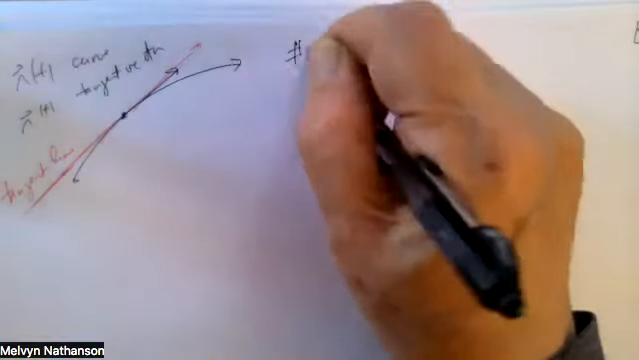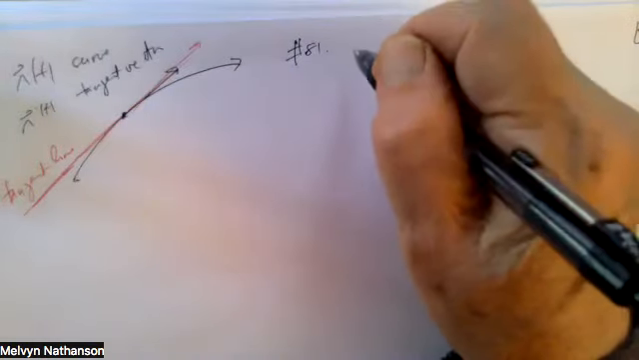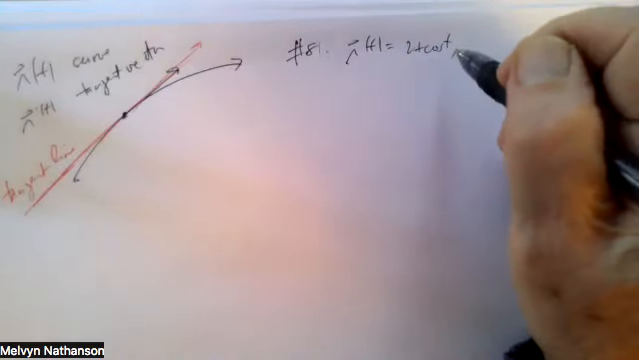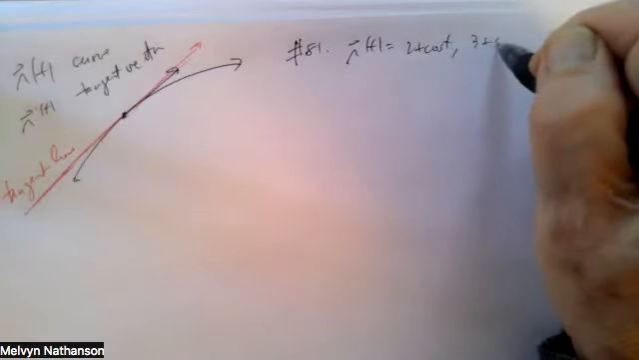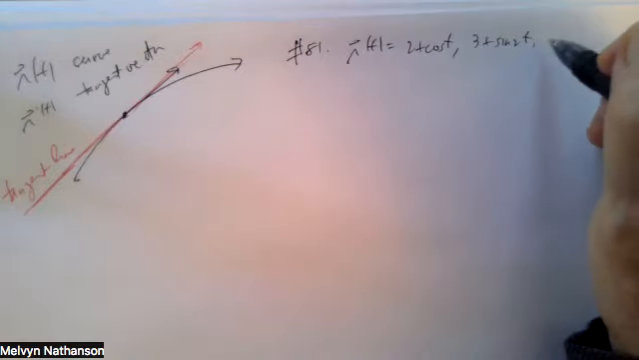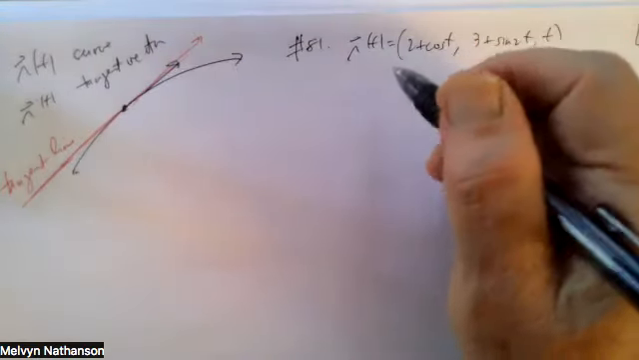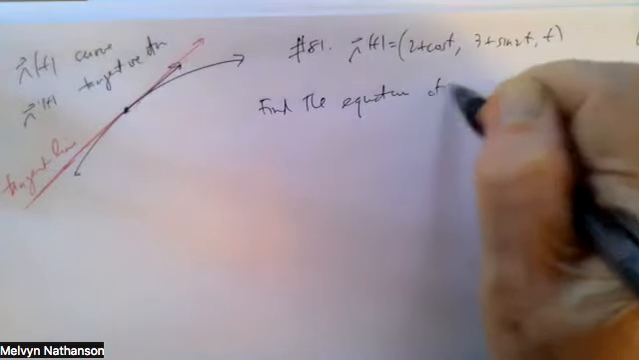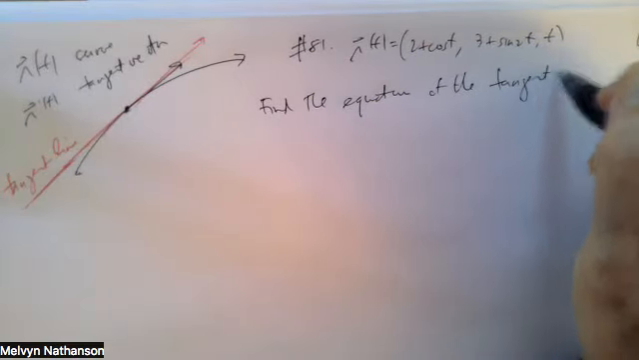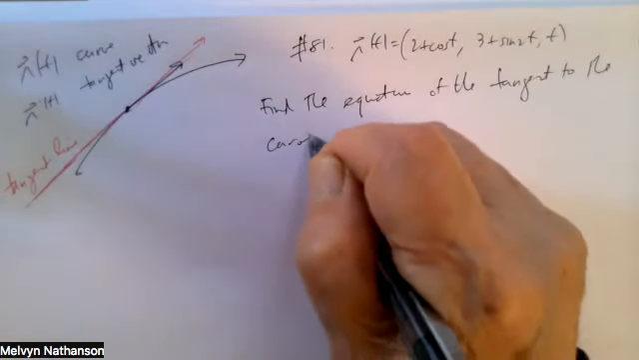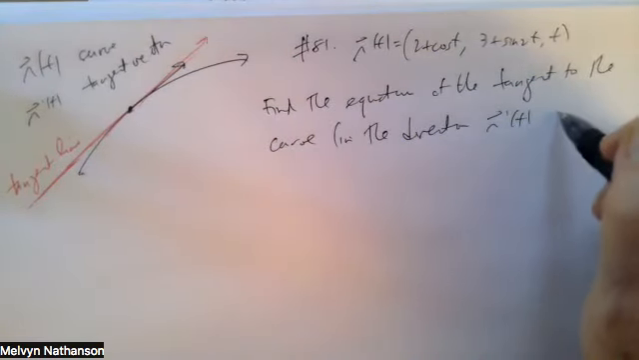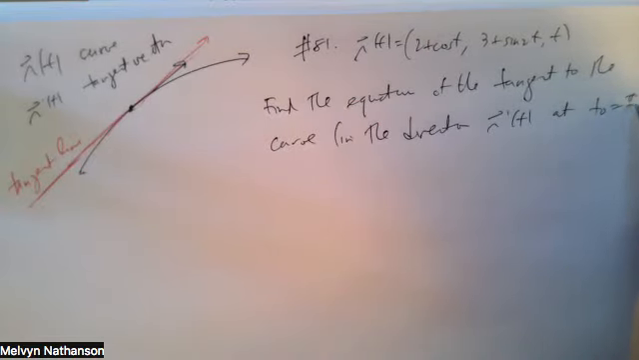And how can we actually compute that? So this is number 81. Suppose we let r of t be 2 plus cosine t, 3 plus sine of 2t, t, and we want to find the equation of the tangent line to the curve in the direction of the tangent vector at the time t naught equals pi over 2.